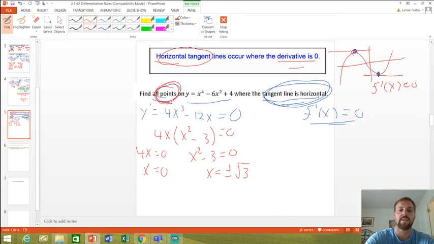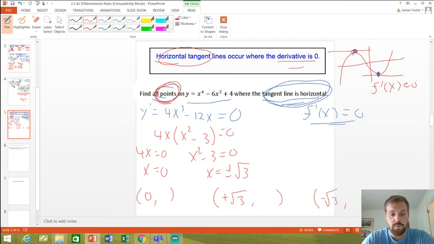Notice the wording. It's not asking for the x value, it's asking for points. So we're going to figure out what all of these points are. And how do I figure those points out? Well, plug them back into your original problem. That'll tell me the coordinate points of where my tangent line is horizontal. Don't plug it into the derivative, you're just going to get 0. Okay? All right, plug 0 into the first one, you get 4.